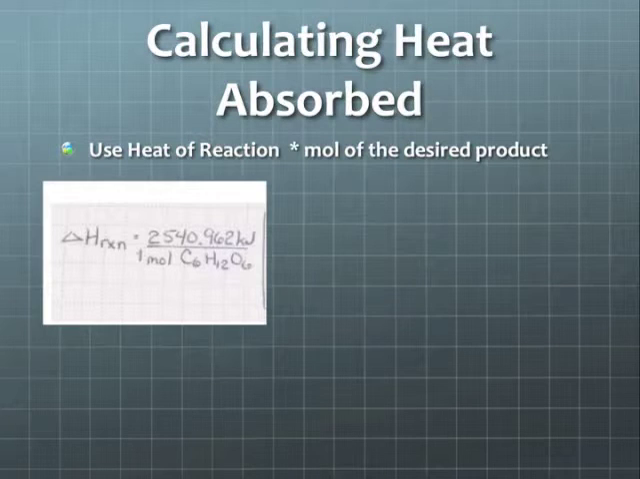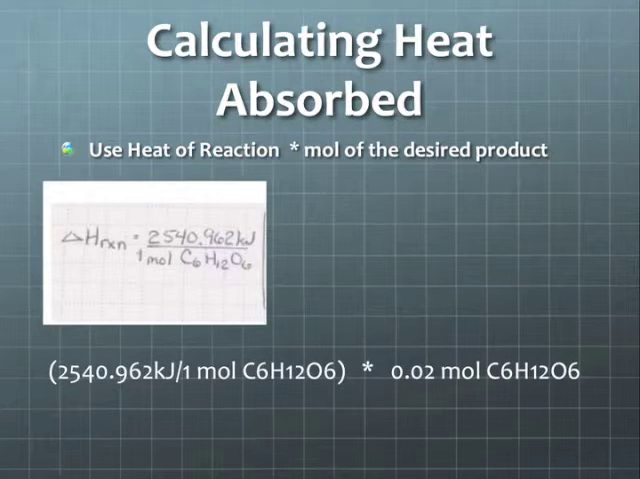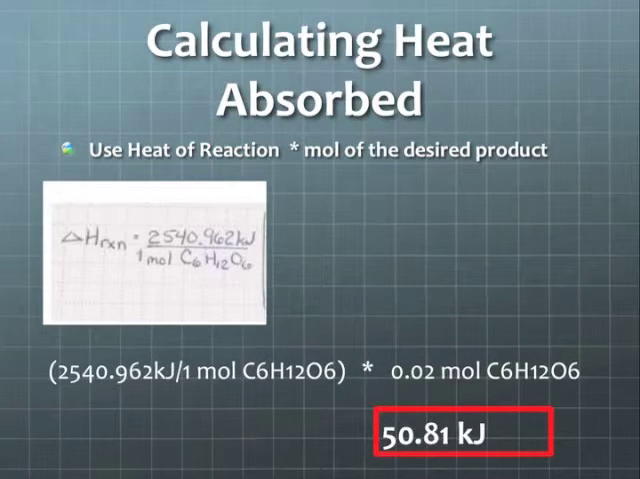So now off to finding the heat absorbed of the reaction. Since this is an endothermic reaction, that's why we should find the heat absorbed, not heat release. But since heat release is exothermic, we need to use the heat of reaction provided in the question and multiply it by the moles of the desired product, which is the glucose. I ended up having 50.81 kilojoules as the heat absorbed. We later need to convert these kilojoules to joules.